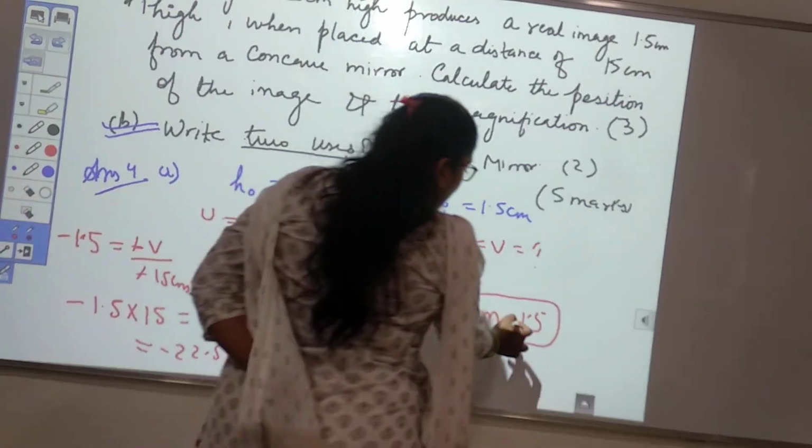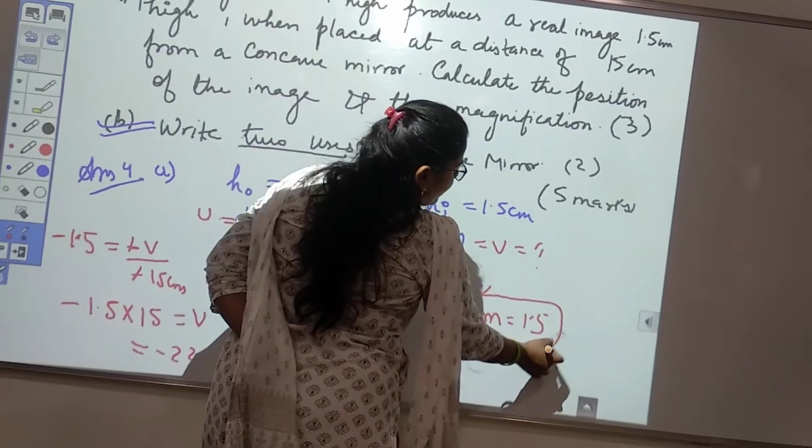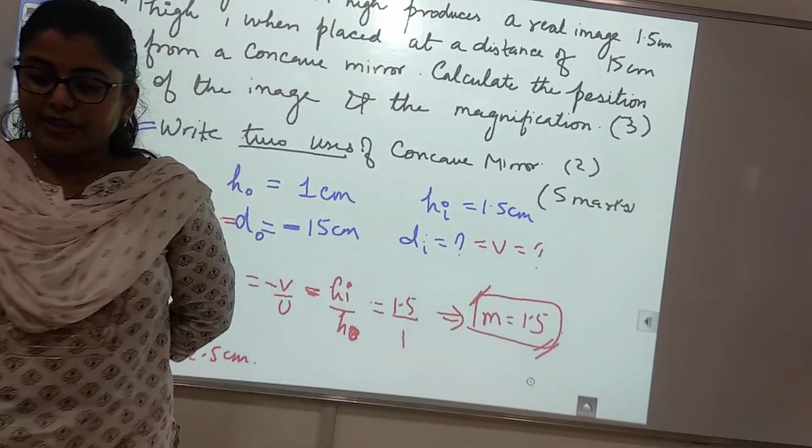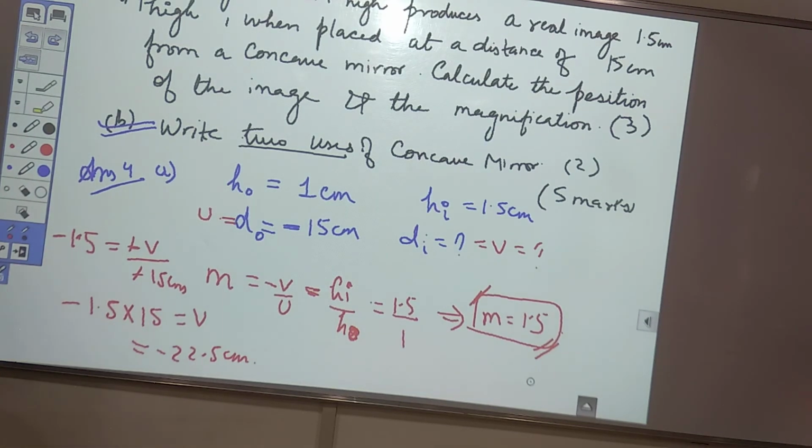You should know that magnification for a concave mirror is always negative, so in place of 1.5 we will take minus 1.5. So this is the numerical which came from the part of concave mirror.